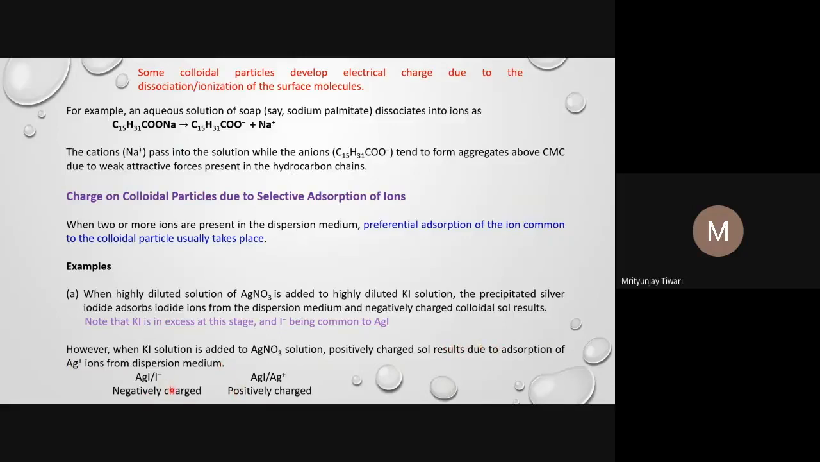So in the first case, we see the formation of AgI, then iodide ions are adsorbed, so this colloidal particle is negatively charged. And in the second case, when KI solution is added to AgNO3, the colloidal particles of AgI adsorb Ag+ ions from the solution and thus a positively charged colloid results.